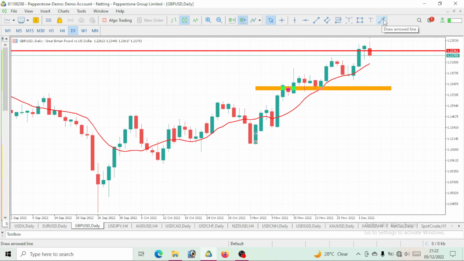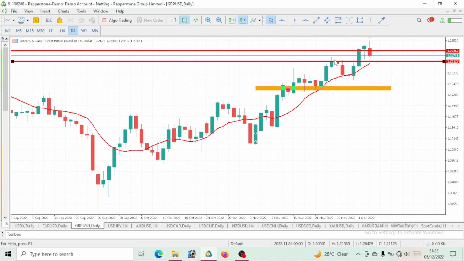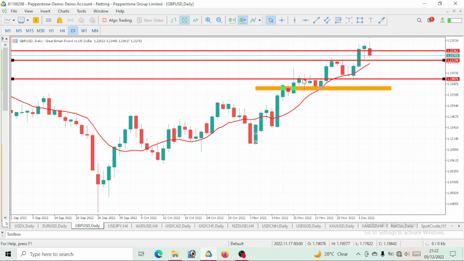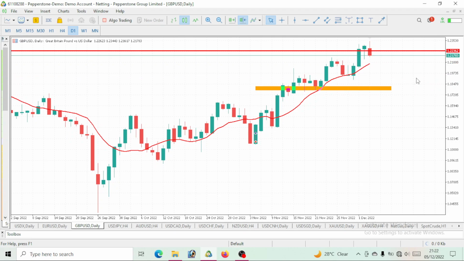So where will the pullback end? Definitely, we will be watching two levels where the pullback will end, right? It's either we have this pullback end at this level here, or we have this pullback drop further and end at this level. So we'll be watching two levels where the pullback will actually end, which is a level of 1.21238 or a level of 1.19147. So above all, it is a level of 1.21 or a level of 1.19 on GBPUSD.